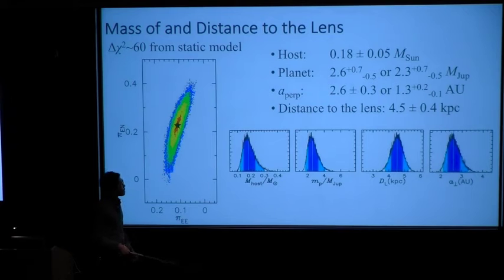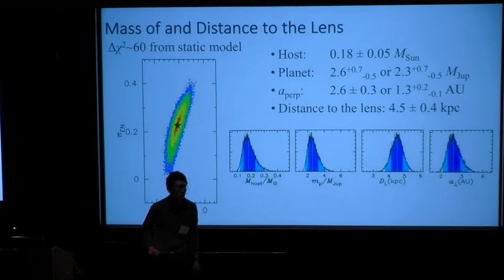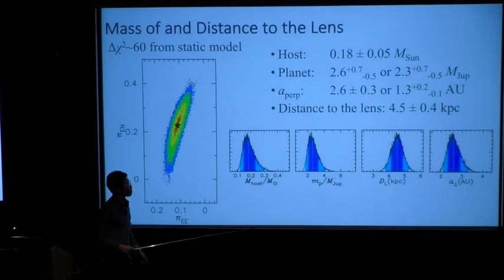So such a massive planet around a low mass star is difficult to form based on the core accretion model, but maybe not too difficult, I don't know.